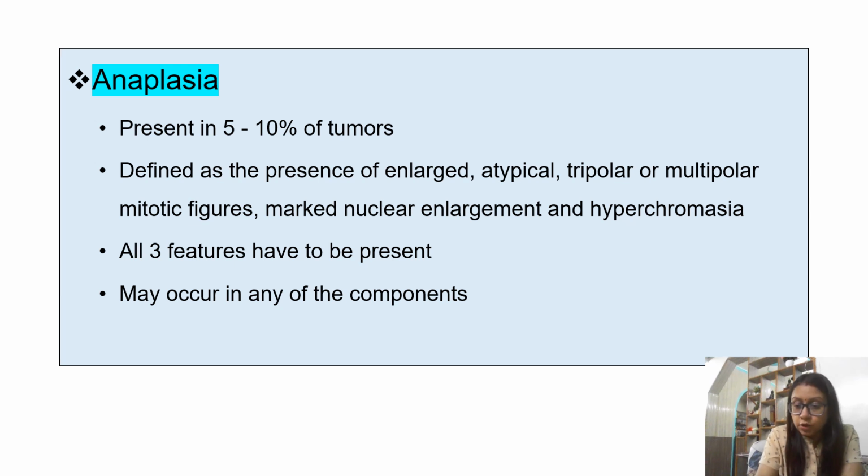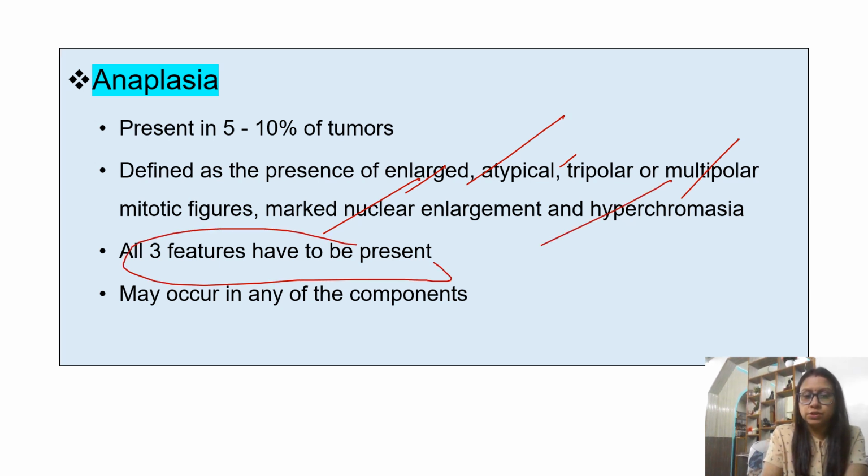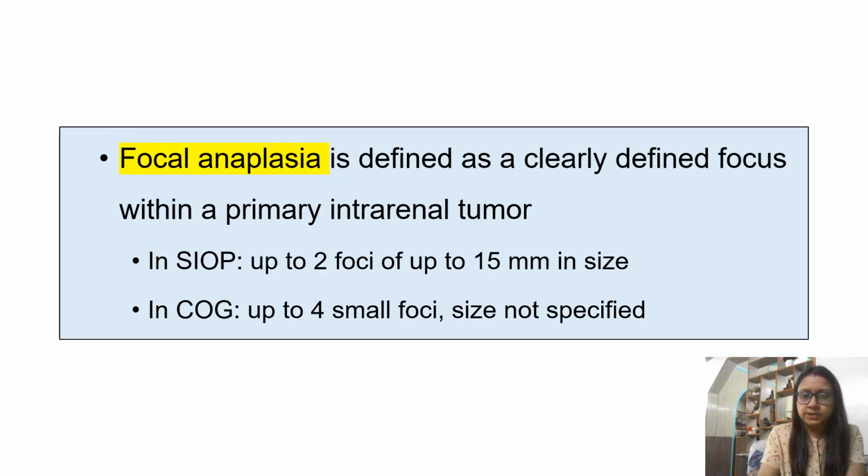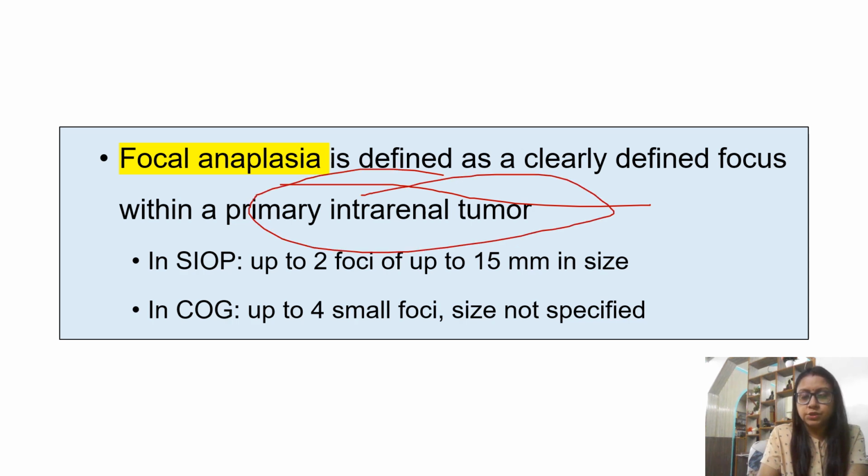Then anaplasia क्या होती है? Malignancy like features. Cells बहुत haphazard हो रहे हैं, irregular से हो रहे हैं. So that you can see in your 5 to 10% of Wilms tumor के case. And how you notice it? Cells will be enlarged, atypical, tripolar, multipolar mitotic figures, marked nuclear enlargement, hyperchromasia. So all these three features have to be present, may occur in any one of the component. Focal anaplasia आप कहते हो when you have a clearly defined focus within a primary intrarenal tumor.